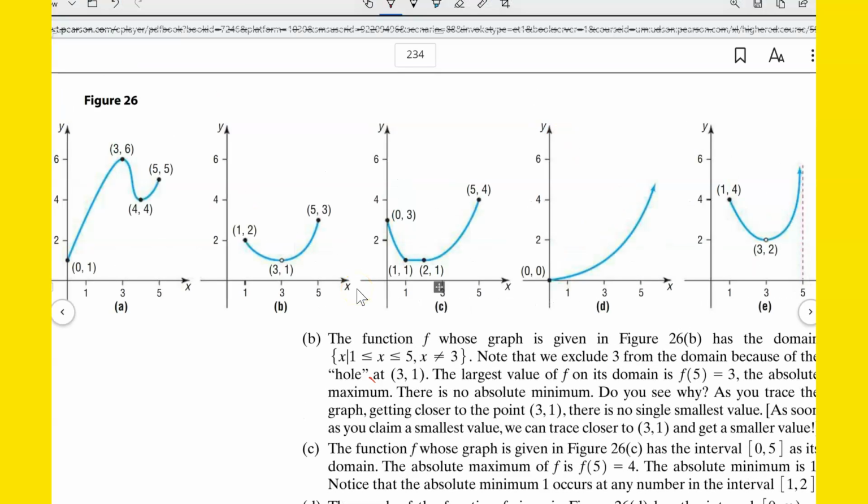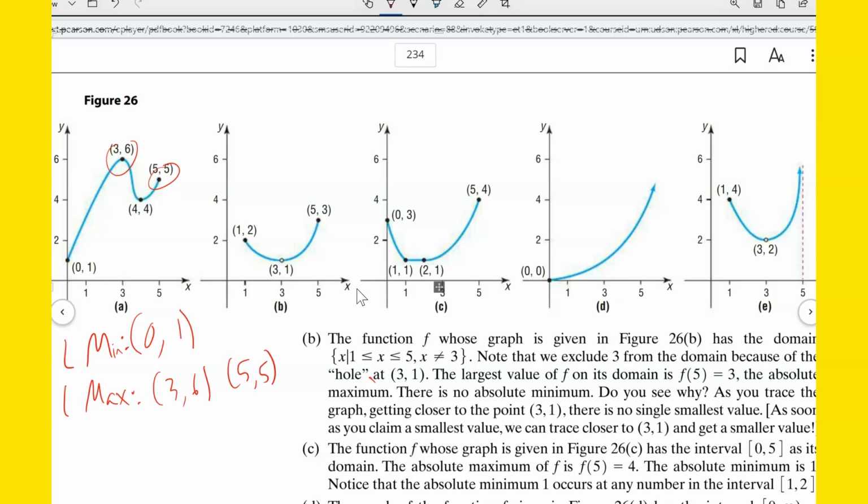Try to identify the local and absolute minima and maxima for these graphs. All right, for part A, we have a local minimum at (0, 1). We have a local maximum at this point and at this point. So at (3, 6) and at (5, 5).